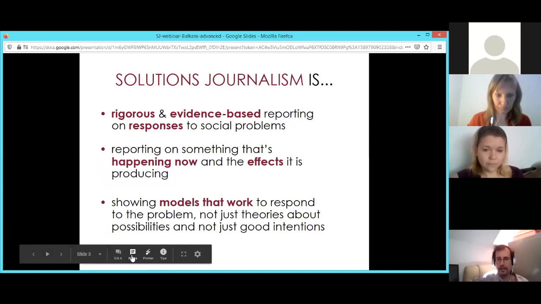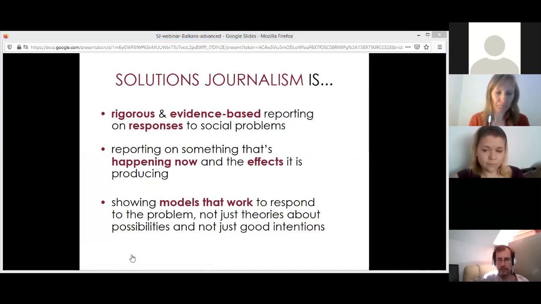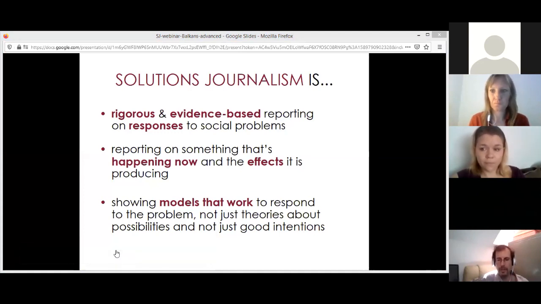So again, these are models that are already working to some extent, not just theories about what might be working, not just what people hope will work one day, but concretely what is actually working, even though it might be only in the early stages.